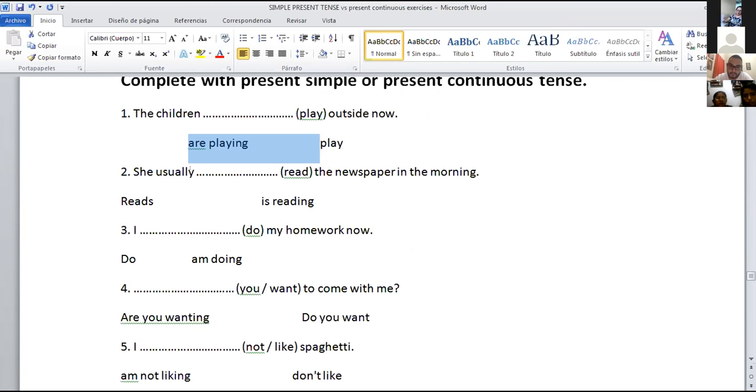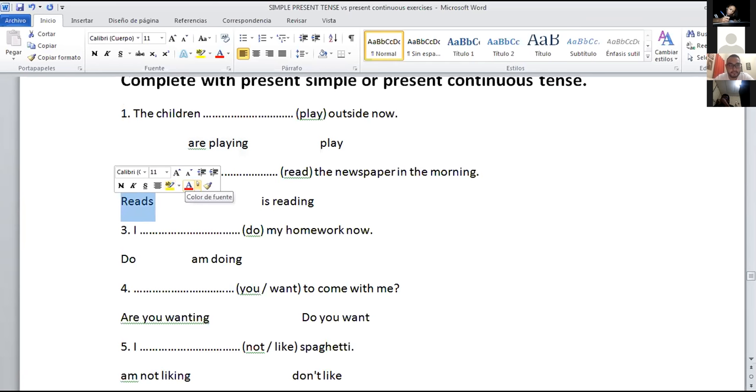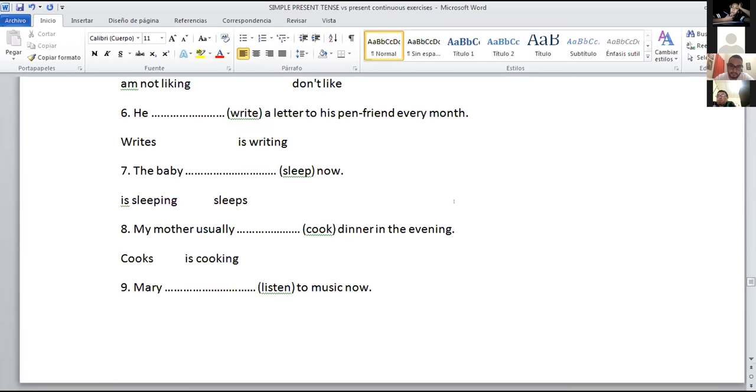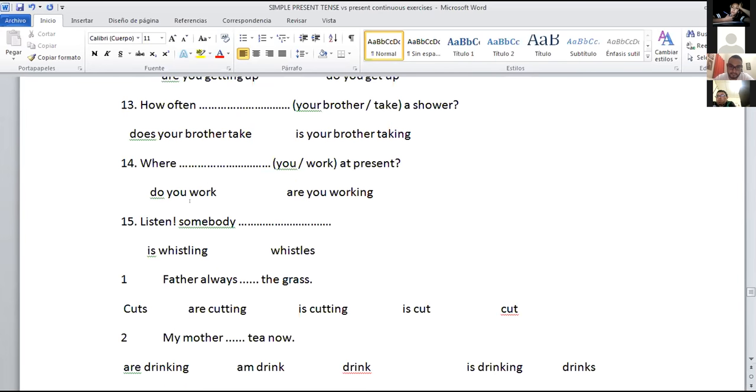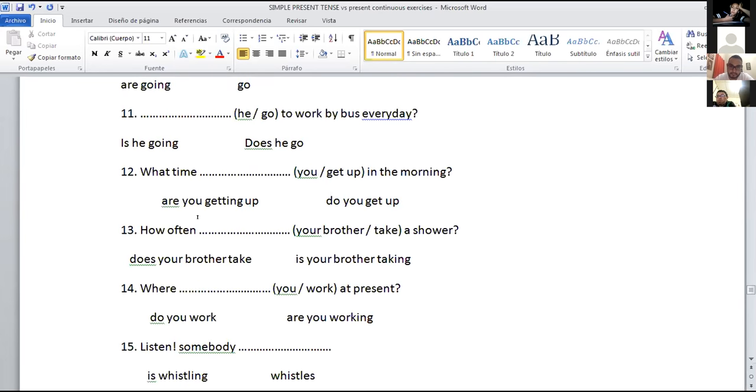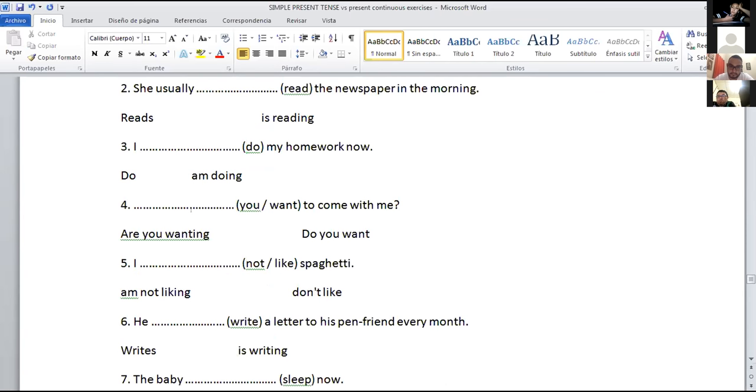Ok, fíjese bien. She usually. Usualmente. So she usually reads. Porque estoy hablando de algo que se da habitualmente, usualmente. So she reads the newspaper in the morning. Ok, I want you to go and do. No, we are going to do them together.